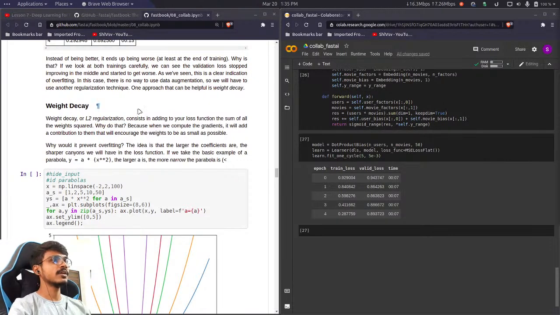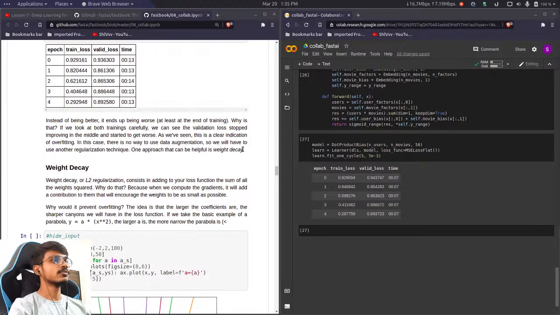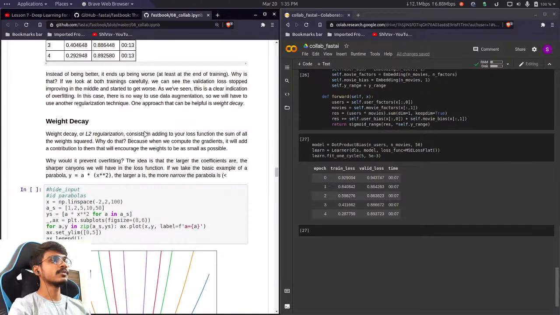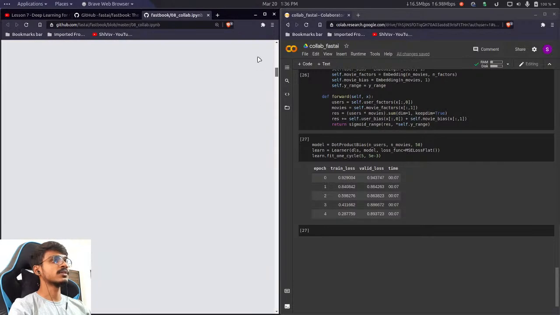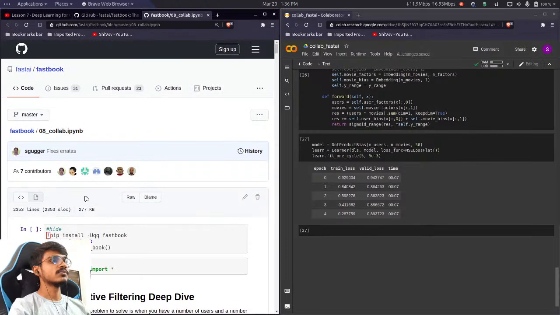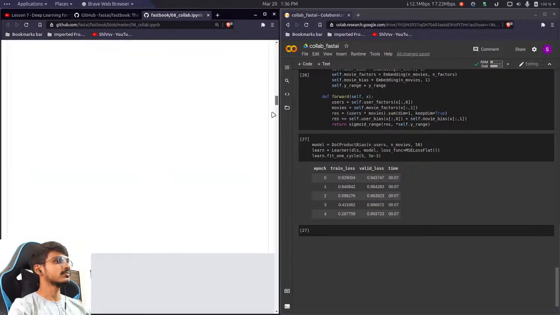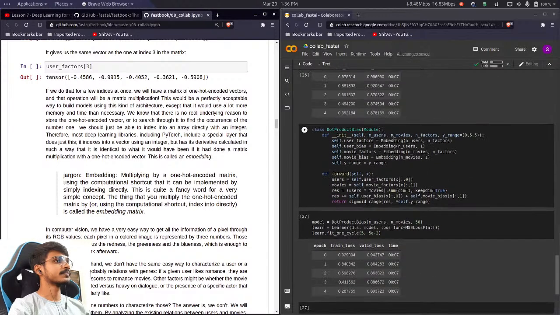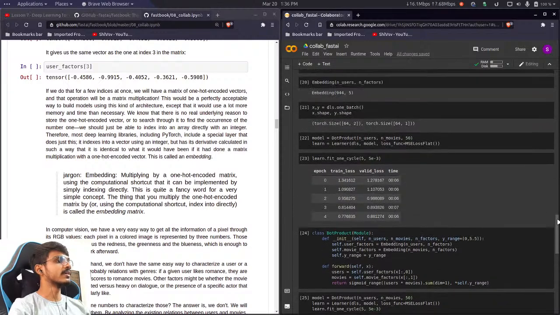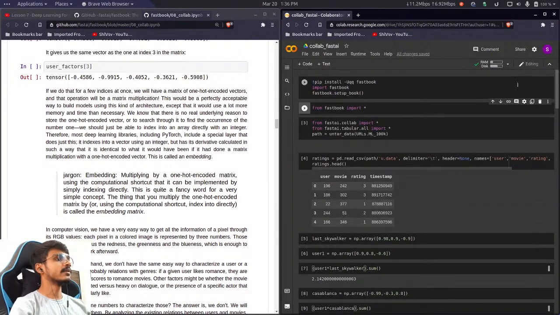So in the last stream we reviewed this notebook up to this point. In this stream we are going to continue reviewing this notebook and we'll start with weight decay. If you don't know it already, this notebook is from the FastAI course. And this notebook contains the collaborative filtering application using deep learning.